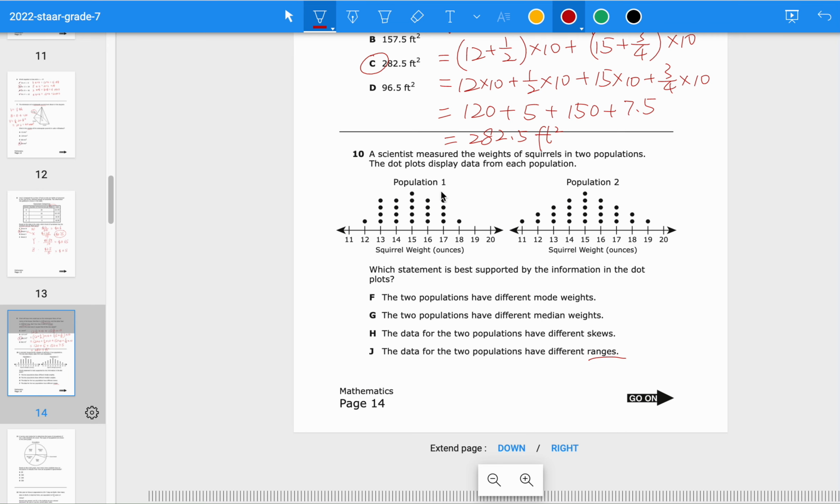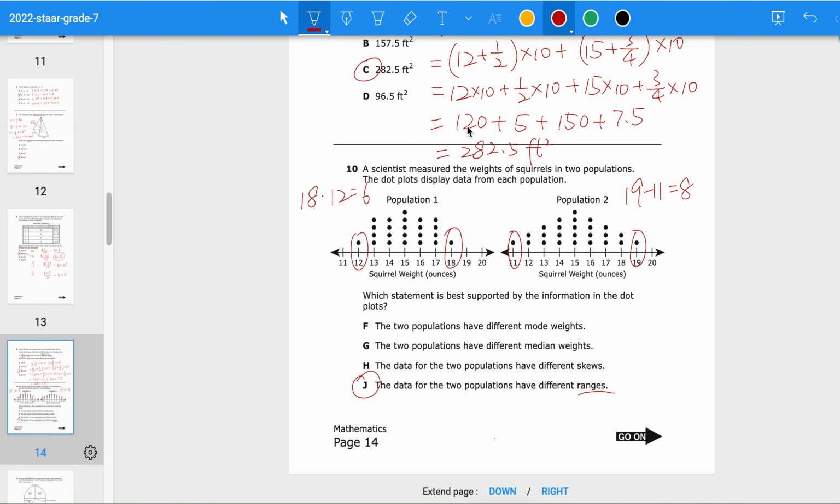For the first one, population 1, the range is from 12 to 18, which is 18 minus 12 is 6. The second one range is 11 and 19. 19 minus 11 is 8. So we know they have different ranges. So J is correct. However, we can still take a look at all these answers.